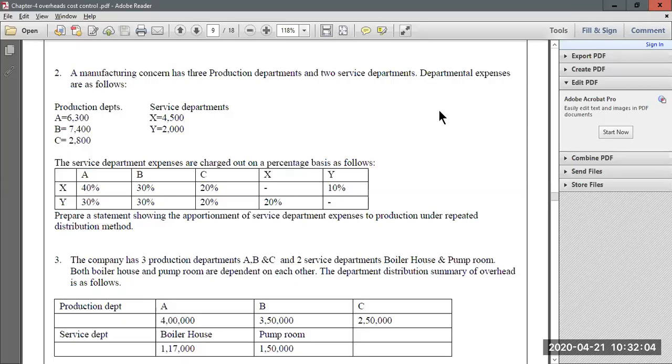Hello students. In the previous class we were discussing the first problem on the repeated redistribution method. Hope you have understood how to do the secondary distribution under the repeated redistribution method. Now let us understand the second problem. Now look at this question, what they have given.